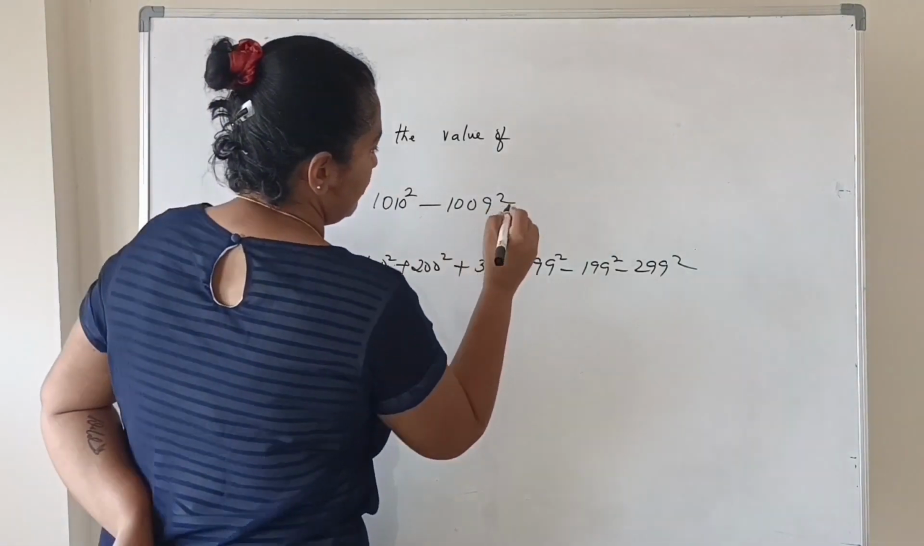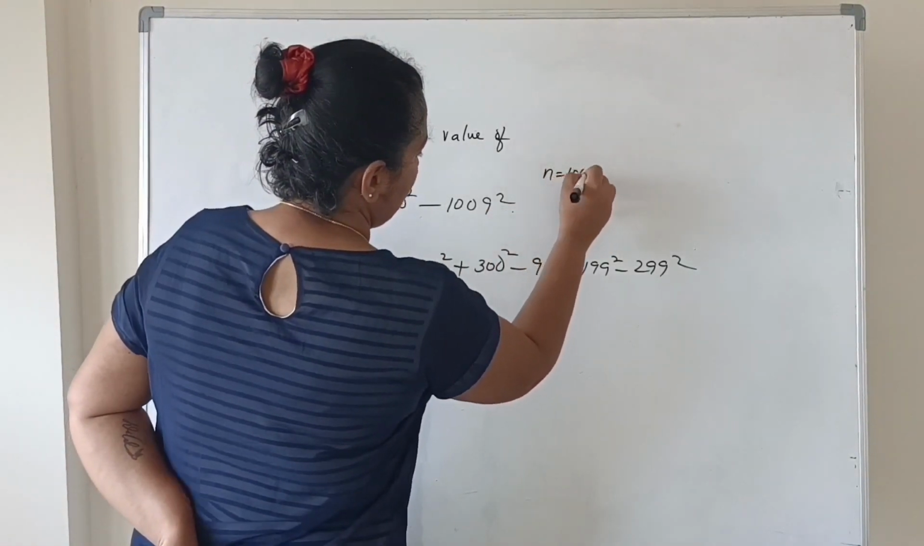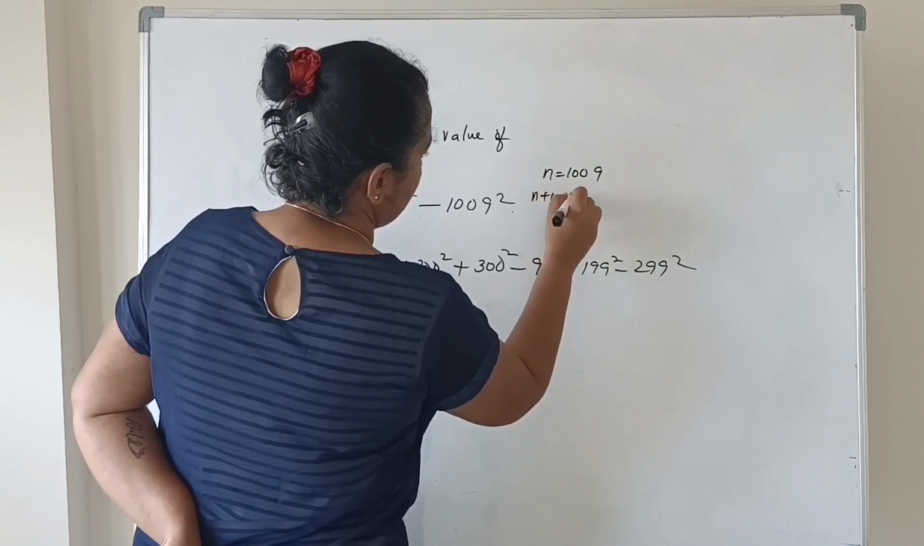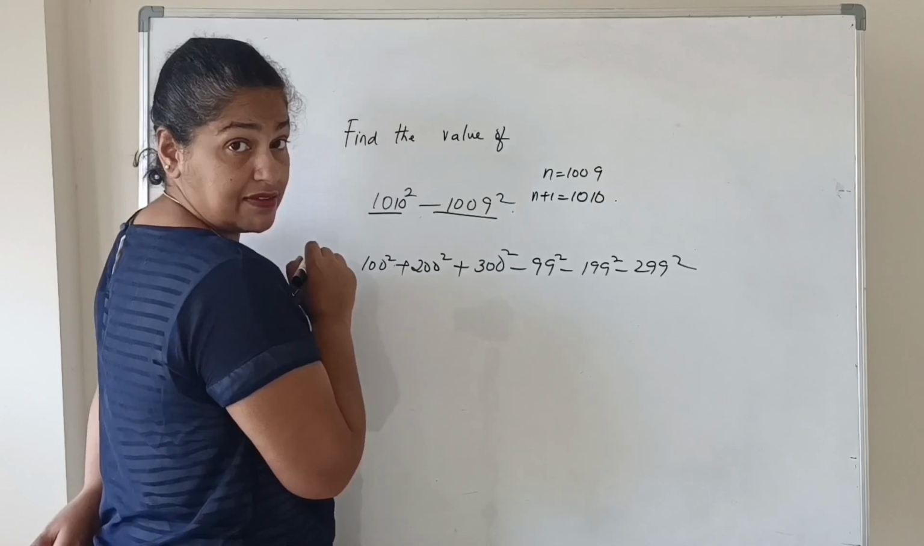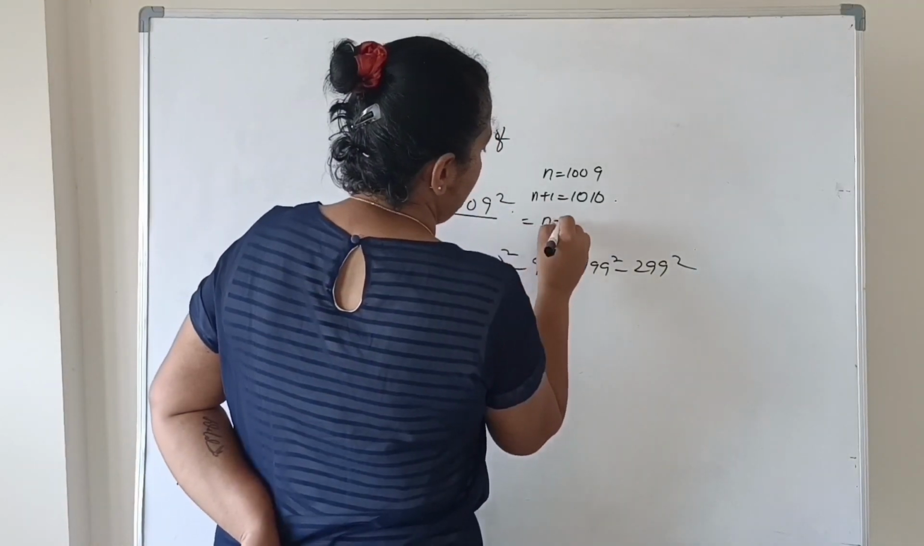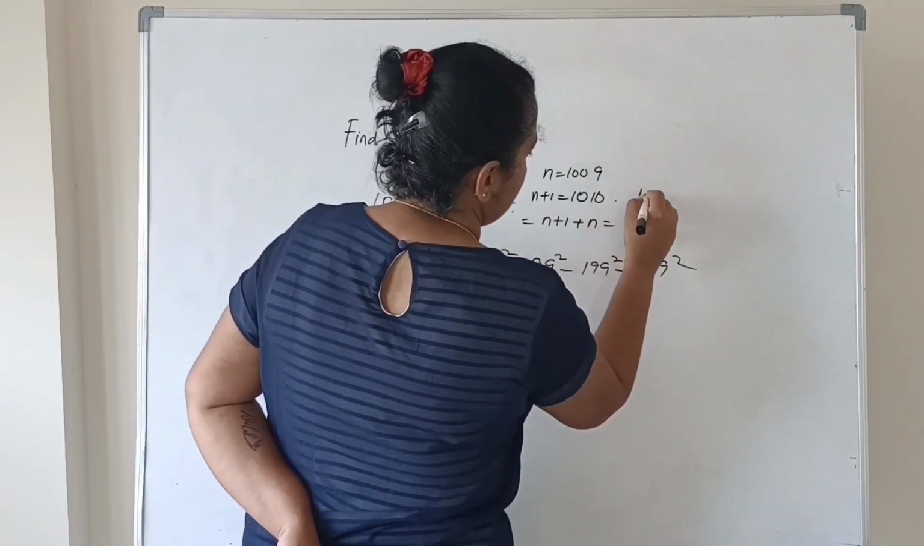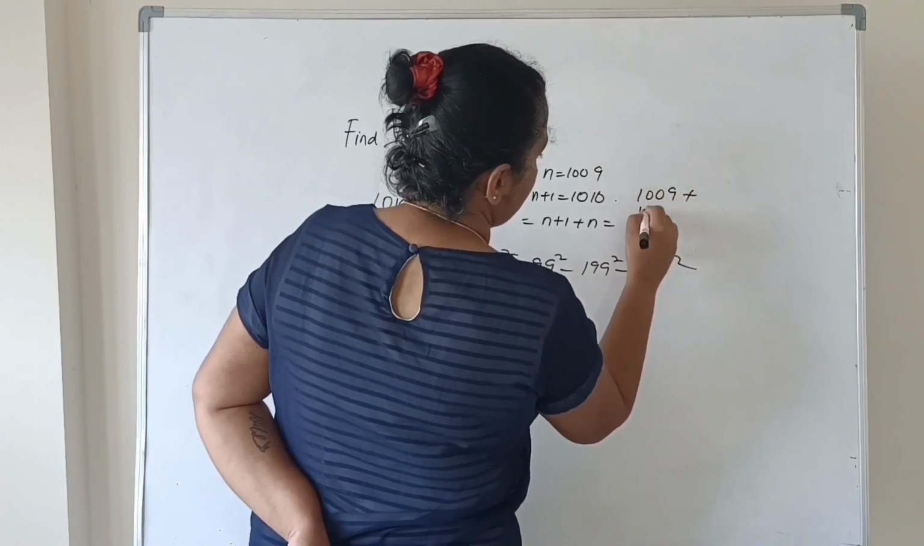Now in the first sum, what is the value of n? n is 1009 and n plus 1 is equal to 1010. Now it is the difference between successive squares, which is equal to n plus 1 plus n, which is 1009 plus 1010.